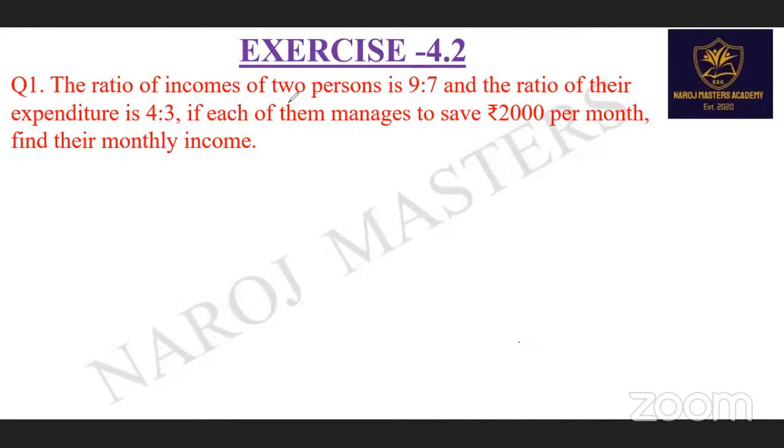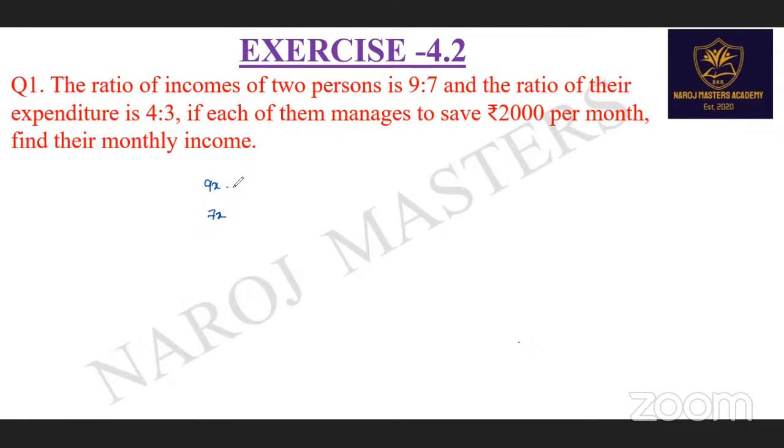The ratio of incomes of two persons is 9 is to 7 and the ratio of their expenditure is 4 is to 3. If each of them manages to save 2000 rupees per month, find their monthly incomes. So let us assume their incomes be x and the expenditure is y. So the income of first person is 9x and the income of second person is 7x. And expenditures are y.